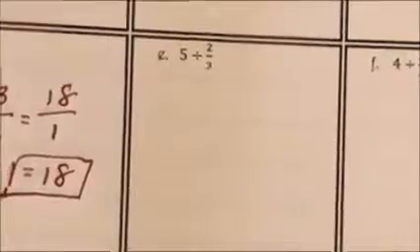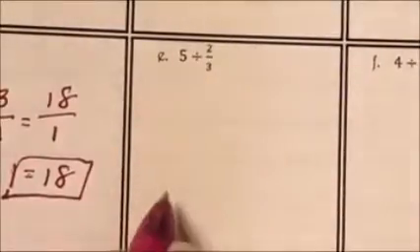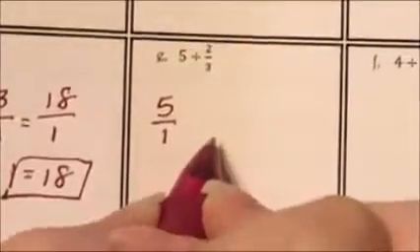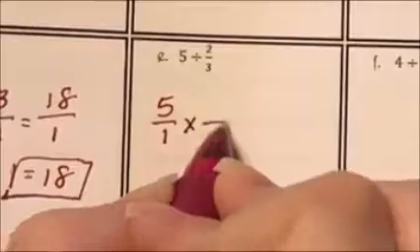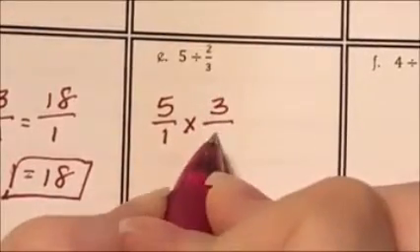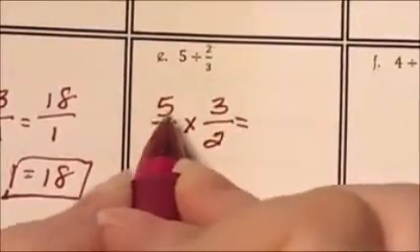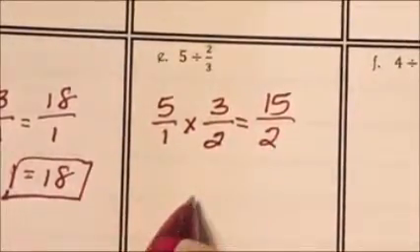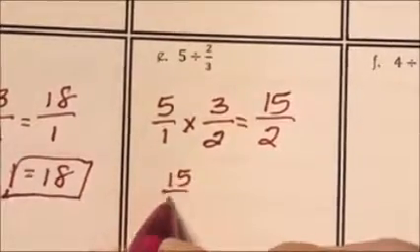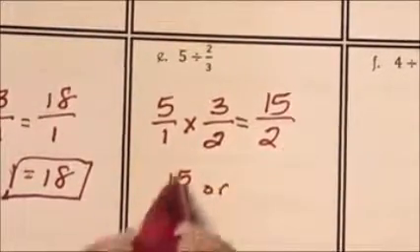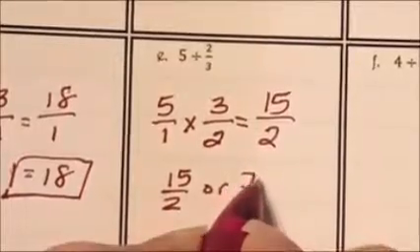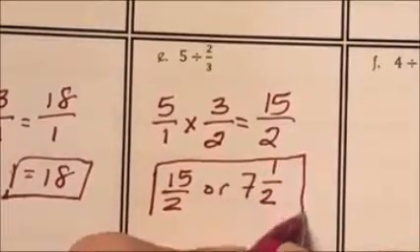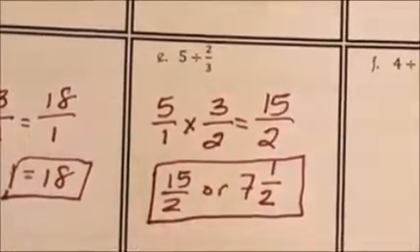Letter E says 5 divided by 2/3. I'm going to rewrite 5. So 5 becomes 5/1. My reciprocal of 2/3 is 3/2. Multiply straight across. 5 times 3 is 15. 1 times 2 is 2. So this is 15/2, or 2 goes into 15 7 times with 1 left over. So 15/2 or 7 1/2.